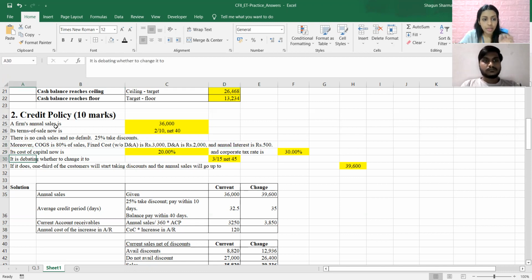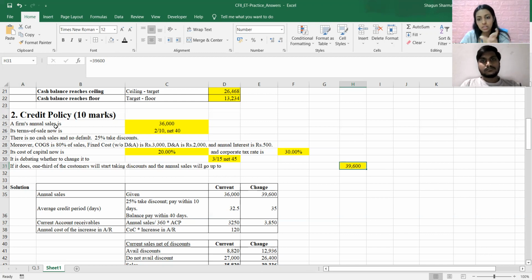It is debating whether to change the credit policy to 3/15 net 45, which means maximum 45 days to pay. If you pay within 15 days, you get 3% discount. अगर ये policy किया, तो the sales go up to 39,600. Essentially credit period बढ़ा रहे हैं ना हम लोग, 40 days से 45 हो रहा है, discount का भी 10 से 15 हो रहा है, तो generally sales में increase आएगा.